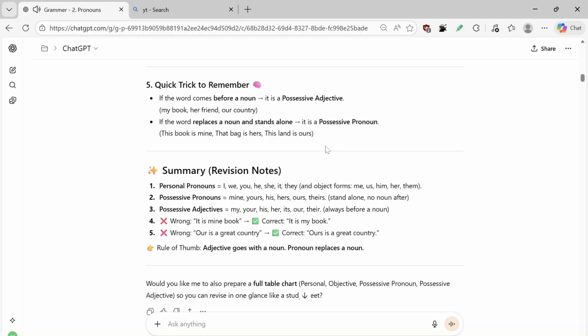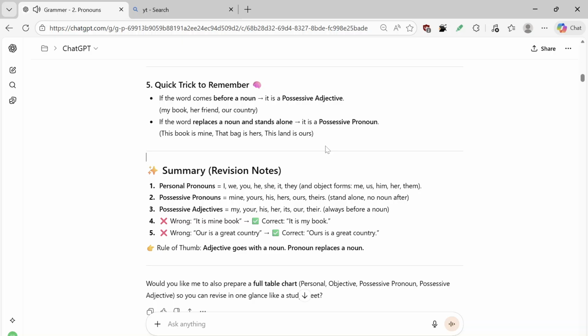Summary revision notes. 1. Personal pronouns: I, we, you, he, she, it, they, and object forms me, us, him, her, them. 2. Possessive pronouns: mine, yours, his, hers, ours, theirs. Stand alone, no noun after. 3. Possessive adjectives: my, your, his, her, its, our, their. Always before a noun.